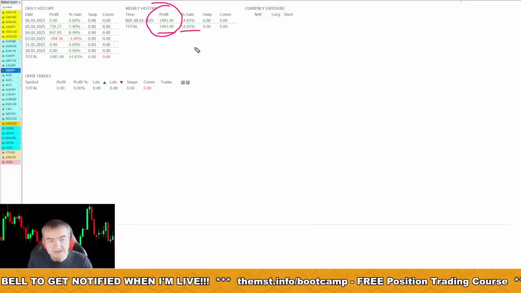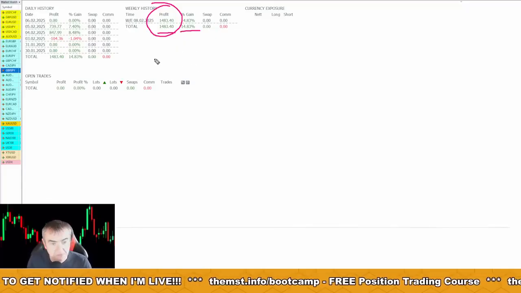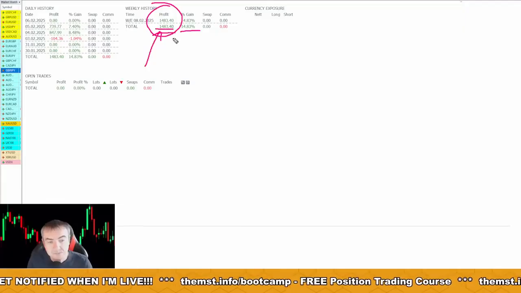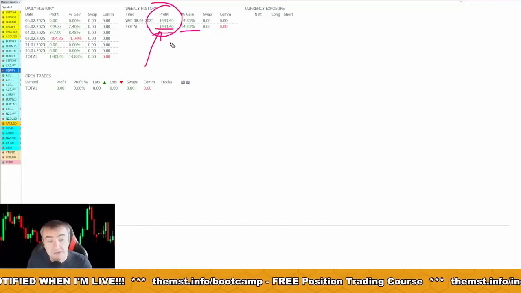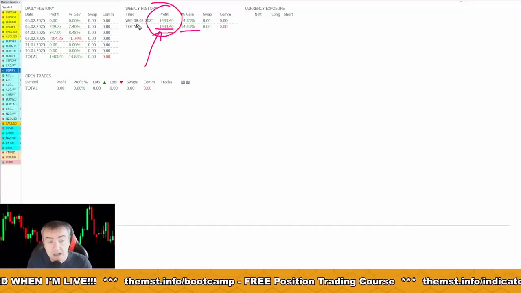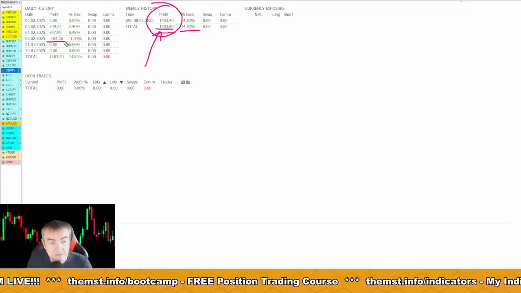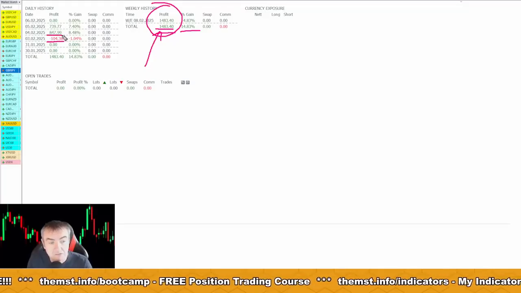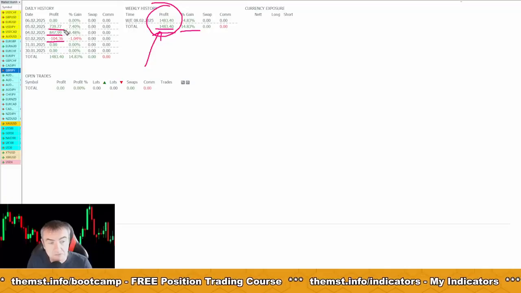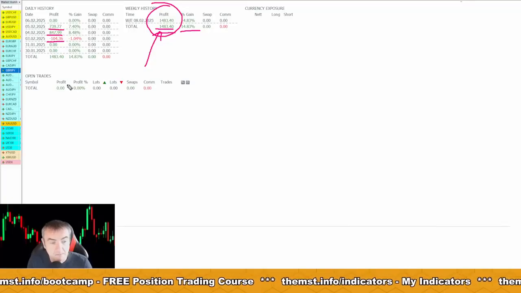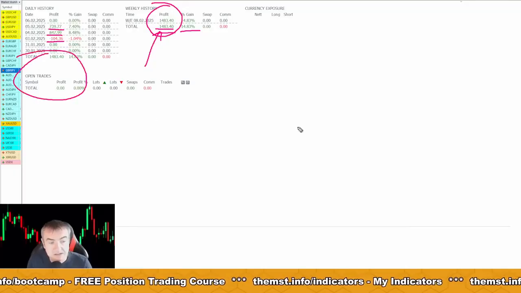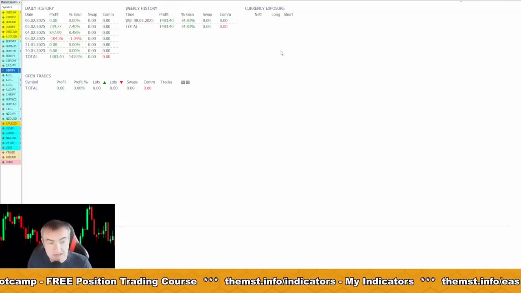Ignore the percentage gain because it's just set on 10 grand. I don't know what the account size is. It's a demo. But this has done $1,483 profit in the last 3 days. So you can see we had a down day, then we had a nice $800 profit, then we had a nice $700 profit. No open trades at the moment so far today.